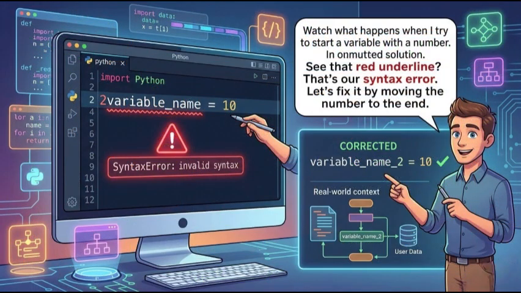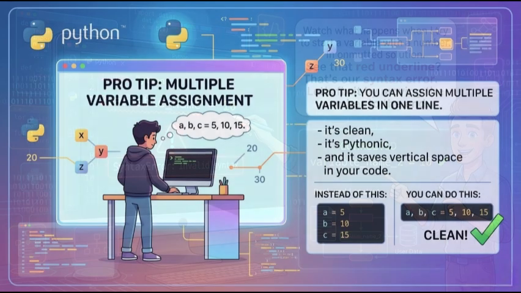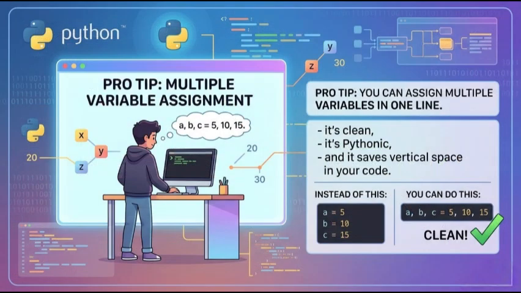Let's jump into the editor. Watch what happens when I try to start a variable with a number. See that red underline? That's our syntax error. Let's fix it by moving the number to the end. Pro tip, you can assign multiple variables in one line. a, b, c = 5, 10, 15. It's clean, it's Pythonic, and it saves vertical space in your code.